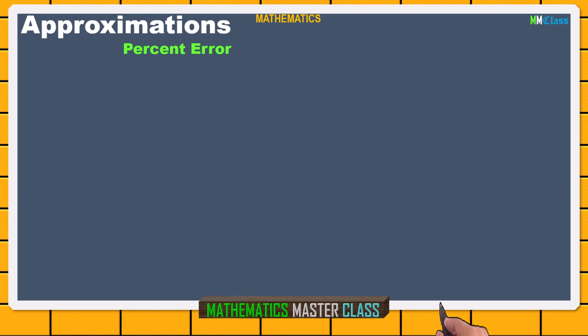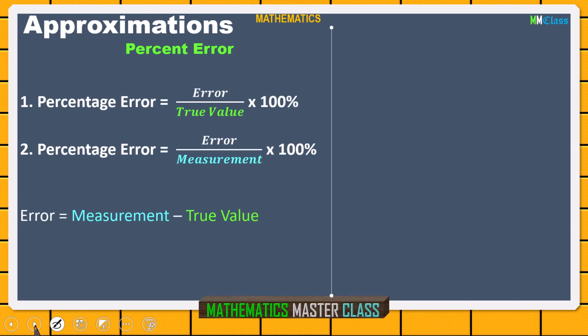Let's look at the three ingredients of percentage error. Now, in percentage error, we have two formulae. The first one is percentage error is equals to error over true value times 100%. In this case, the true value of that thing you are calculating the percentage error is known. So we use this first formula.